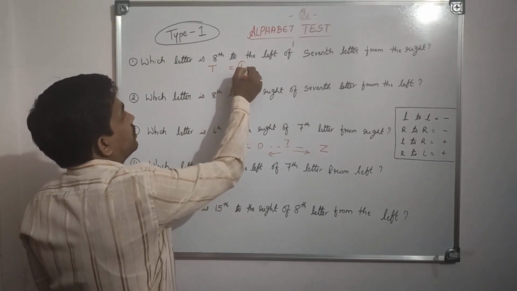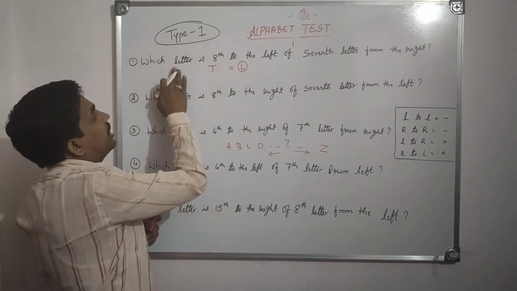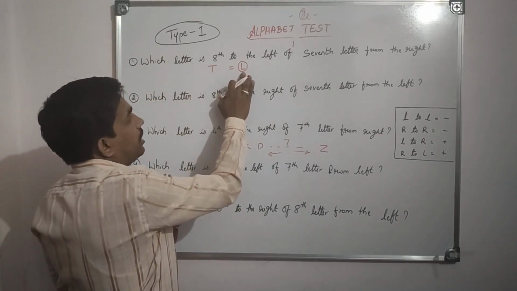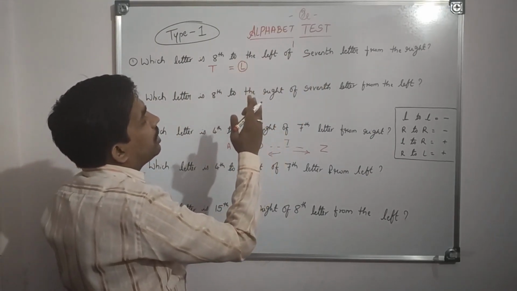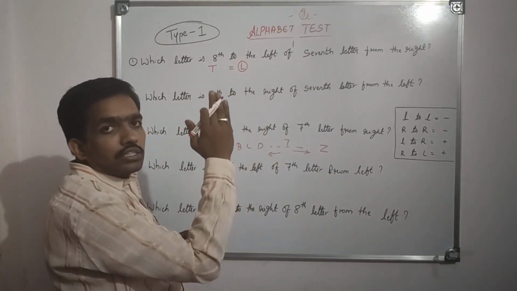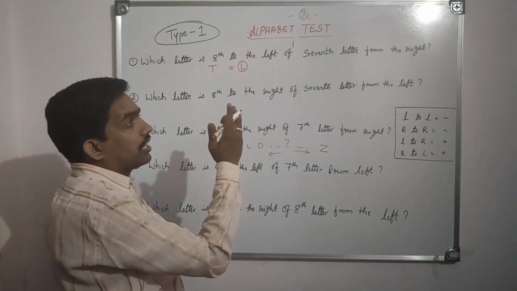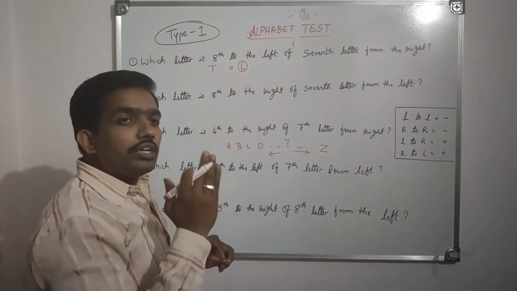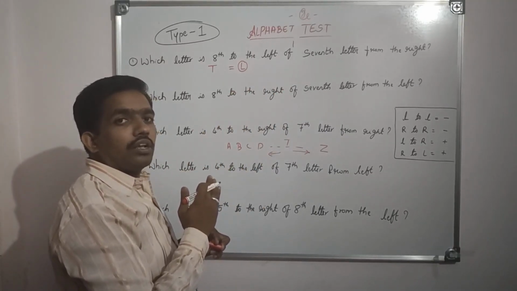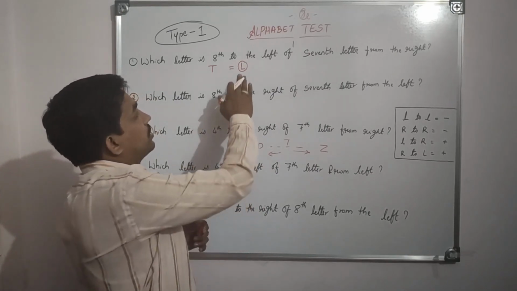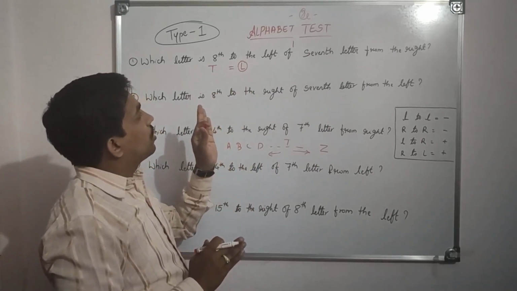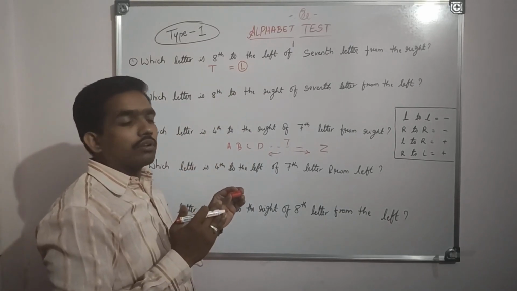L is our answer. What is the question? Which letter is the 8th letter from the left of the 7th letter from the right? From the right, the 7th letter is T. T's left 8th letter means L. So this is how we count.